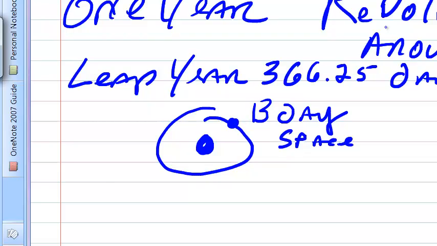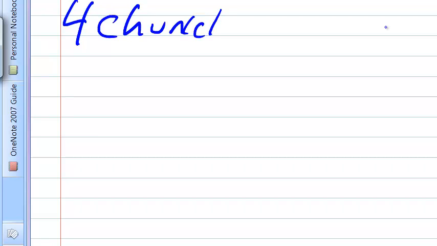So what other kind of timekeeping do we do? How else do we divide up our year? The easy thing to think about is months, but there's actually a bigger chunk. We divide our year up into four chunks, and those four chunks we call seasons, right? So we do seasons.